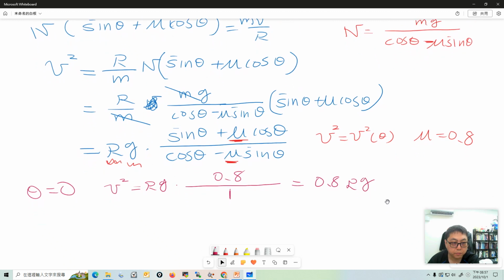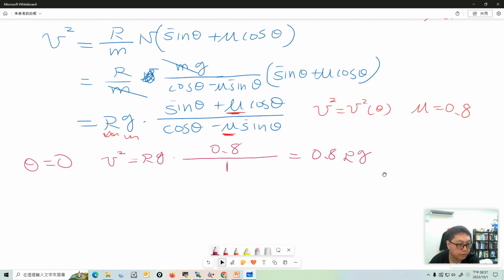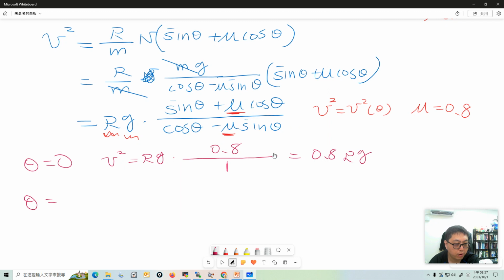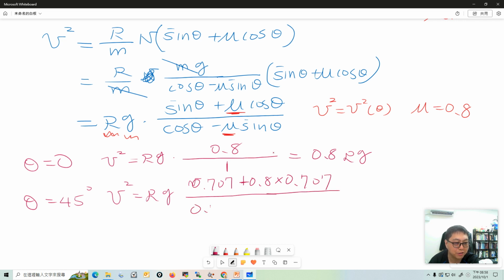Okay, that's no bank. And if the turn is banked, how many degrees? Let's pick 45 degrees, it's much easier to do the calculation. If it's 45 degrees, v square equals r g times sine 45 degrees, which is 0.7, plus 0.8 times 0.7, over cosine 45 minus 0.8 times sine 45.